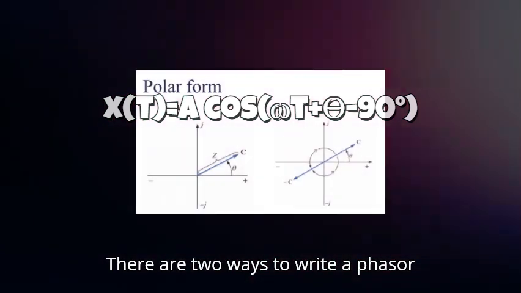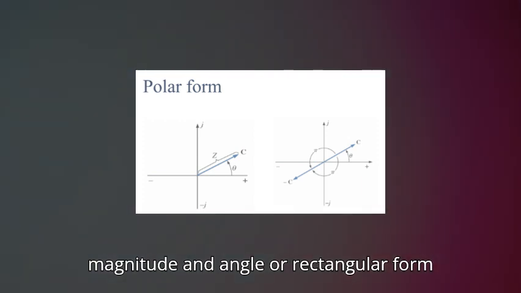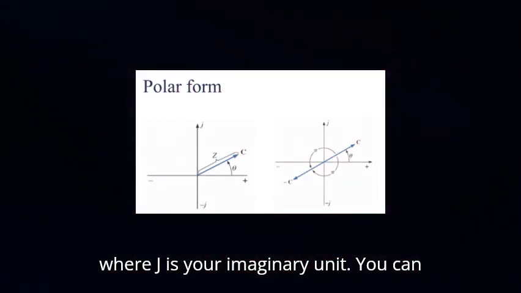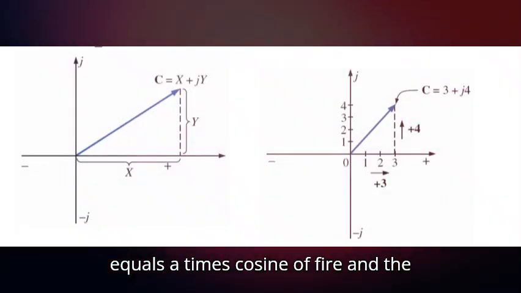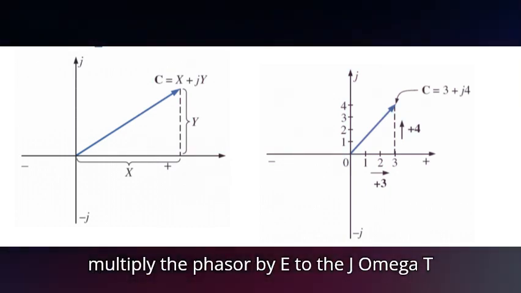There are two ways to write a phasor. Polar form, A angle phi, which is the magnitude and angle, or rectangular form, real part plus j times imaginary part, where j is your imaginary unit. You can convert them like this. The real part equals A times cosine of phi, and the imaginary part equals A times sine of phi. To go back to the time domain, multiply the phasor by e to the j omega t, and take the real part. If you want to express it as a sine again, add 90 degrees inside the cosine.